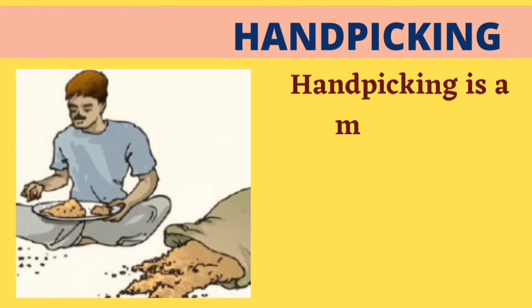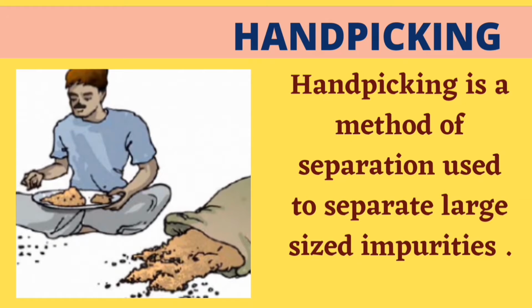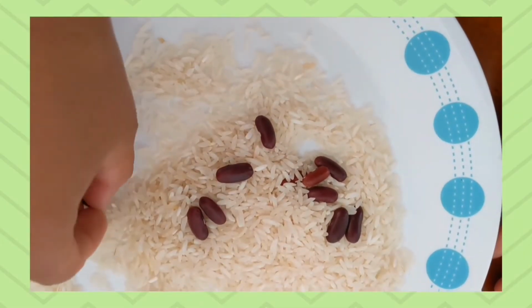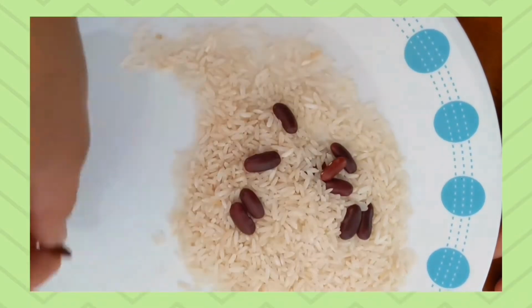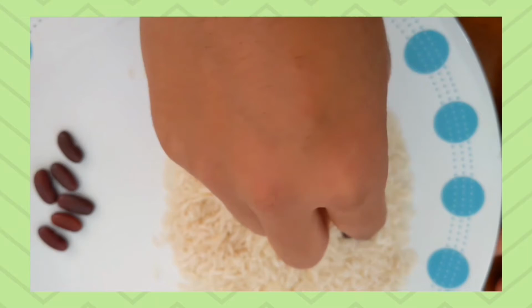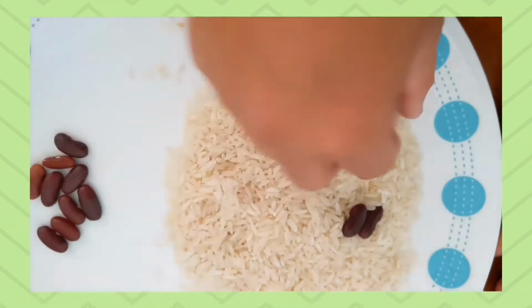Hand picking is a method of separation by using hands. It is used to separate slightly larger size impurities like the pieces of dirt, stone, husk from wheat, rice, or pulses. Hand picking is a convenient method of separation when the quantity of impurities is not very large.